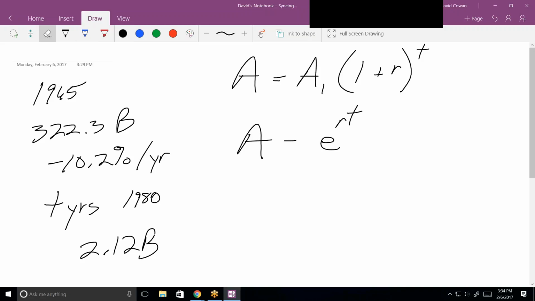Here, let me write all three of them. Hold on a second. What happens here? That's weird. My eraser tends to not work periodically.